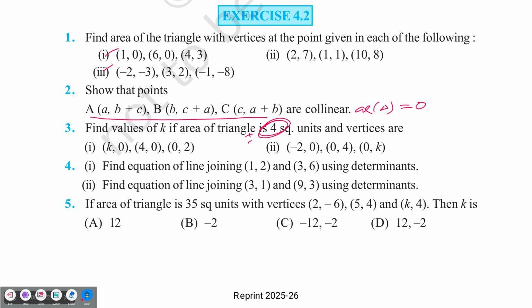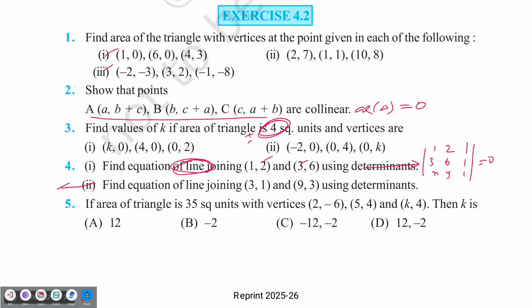Okay. They are asking to find a line. Line means area equal to what will you take? First point 1 2, second point 3 6, third point not given. What do you have to take? x y. Then the determinant with 1 1 1 equal to 0. If you take this, you will get the answer.